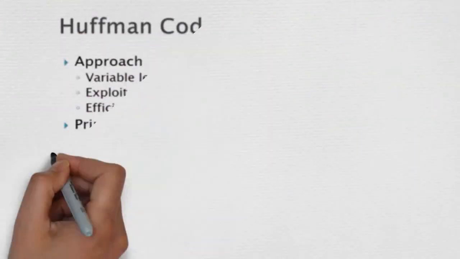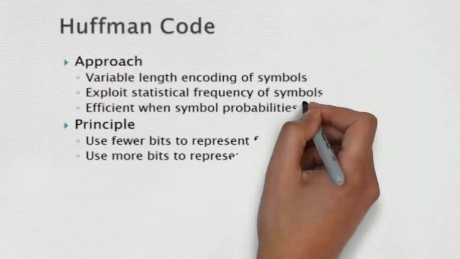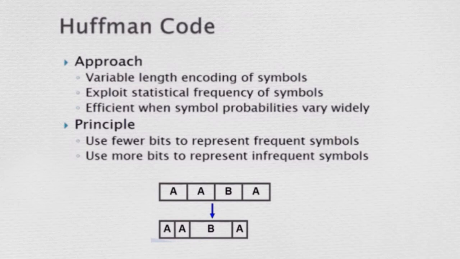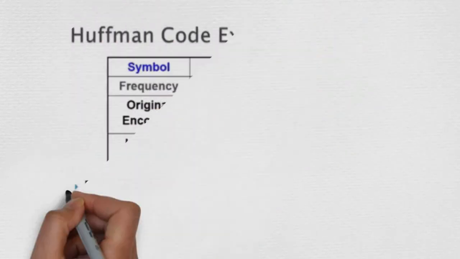Now let us go through the main part of our video. In Huffman code, we give variable lengths to each symbol in order to encode symbols. In this, we exploit the statistical frequencies of symbols. Huffman is efficient if symbol probabilities vary widely, whereas it takes more bits to represent a symbol which is less frequent. Now I am going to explain the principles with an example.